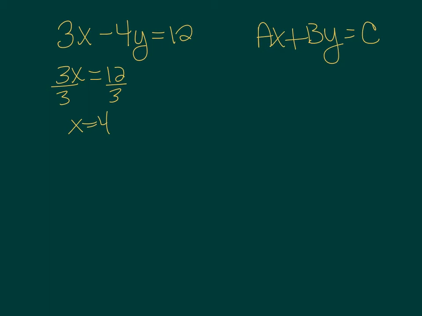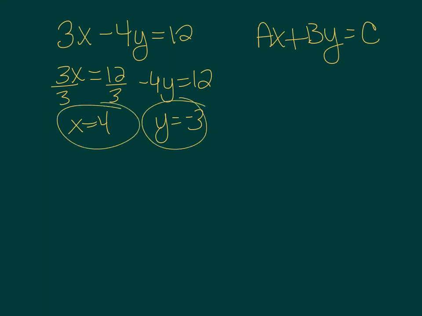Similarly, you could cover up the x term and divide, so that would leave us with negative 4y equals 12. So then y would have to be negative 3. So there you found an x-intercept and a y-intercept, which you could use to easily graph. But we also want to be able to find a slope pretty quickly.